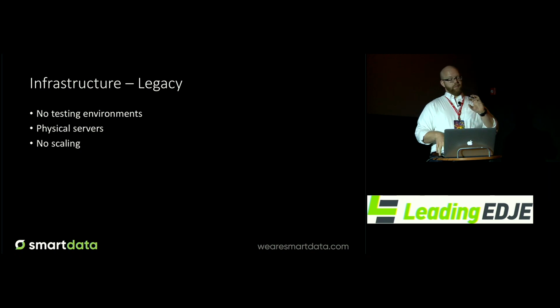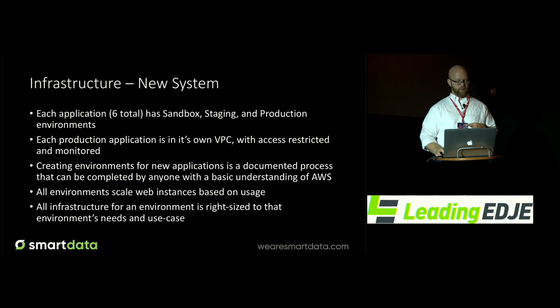All right, infrastructure. In the legacy system, there aren't testing environments. Again, we're physical servers with no scaling. I'll skip that, we've hit on it a few times. So now, all of those 6 applications, like I mentioned, have 3 different environments: sandbox, staging, and production. Each production application is in its own VPC, virtual private cloud, and the access for those is restricted and monitored for compliance with the various regulations that we have to be compliant with.